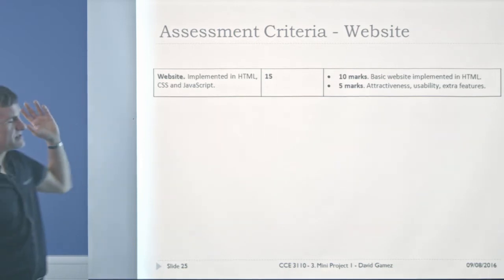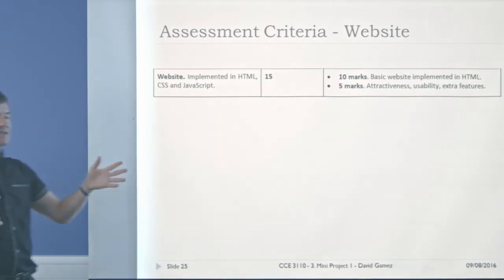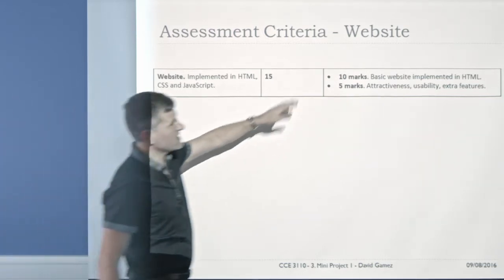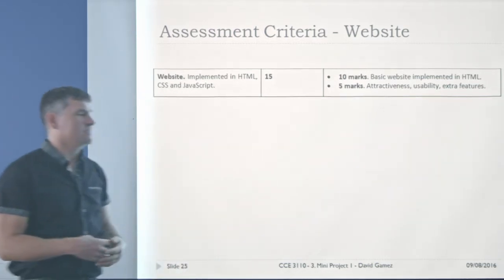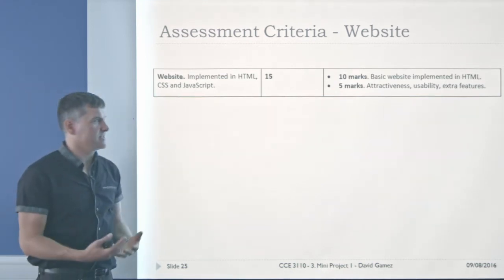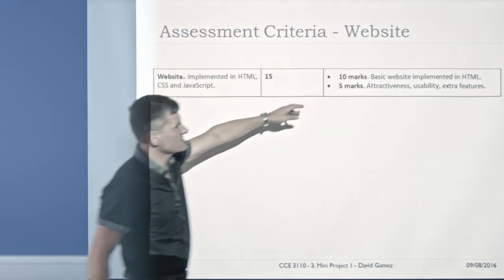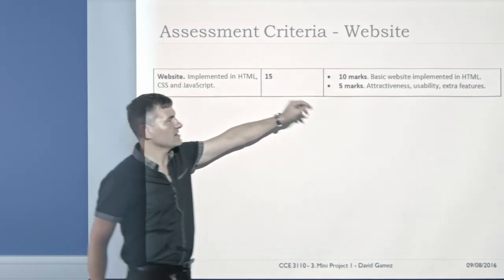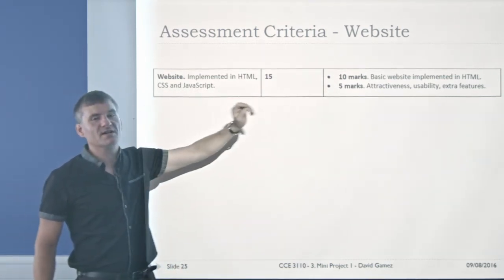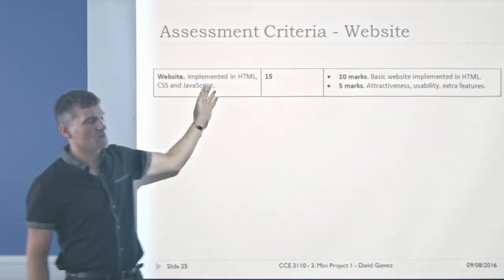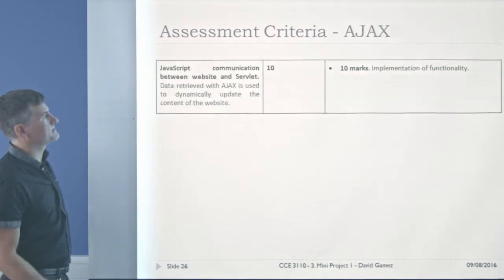Then we've got the website. This is the front end. This is purely the CSS and the JavaScript, okay? So you've got 10 marks for the basic website, and then you've got 5 marks for making it look pretty, adding some extra features, and so on. So as I said, this is not a project on website design. Make sure you spend most of your time working on the core functionality that's described in this assessment criteria. Don't waste lots of time producing a beautiful website.